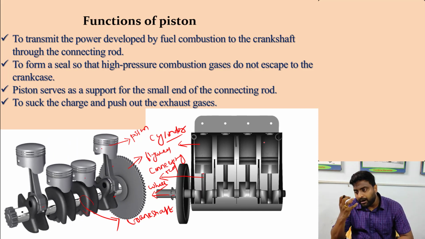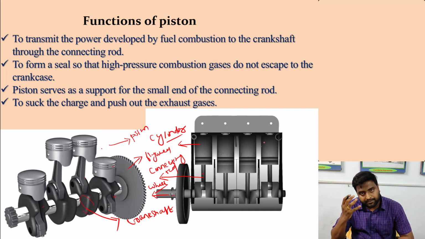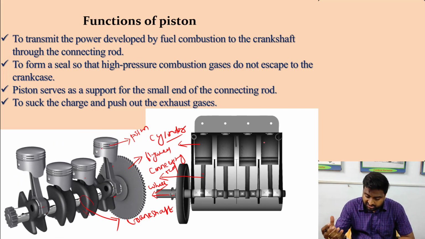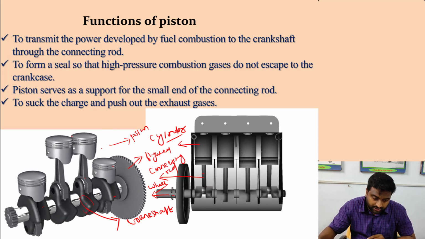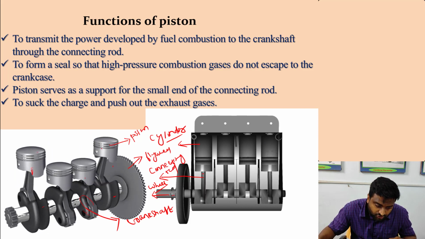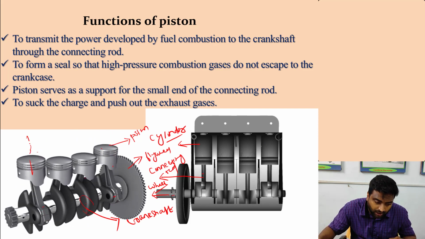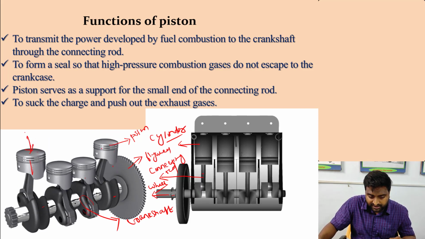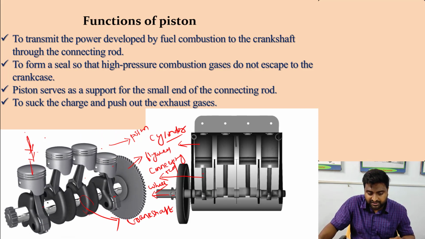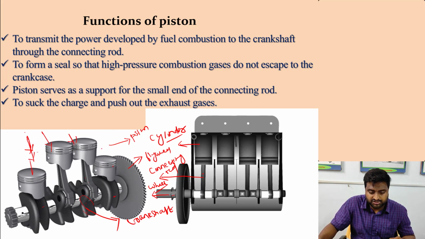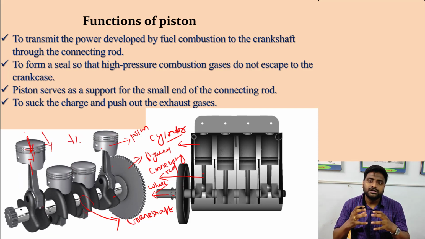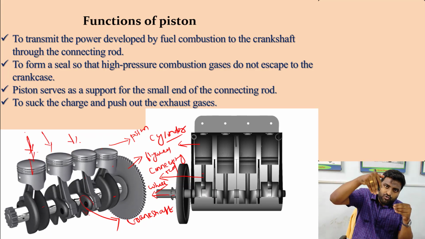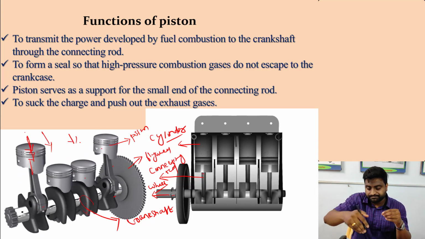Generally, when power is developed, the piston takes the power and converts it into mechanical power. Who takes the power? You can see the top portion is known as the crown. From the crown the combustion takes place, and the combustion propels the piston in the downward direction. So the crown of the piston takes the combustion power and propels the piston to move downward.